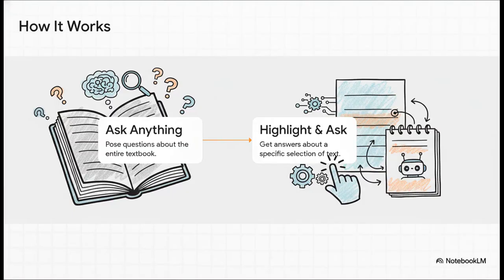This unlocks two incredible ways to learn. First, you can ask a big question about any concept in the whole book, and it'll give you a great answer. But even better, you can just highlight a single paragraph that's confusing you and ask the AI to explain just that part. It's literally like having a personal tutor who's an expert on the text.